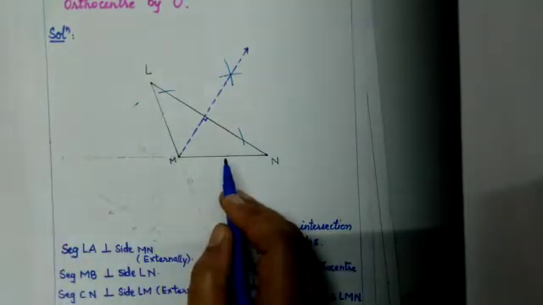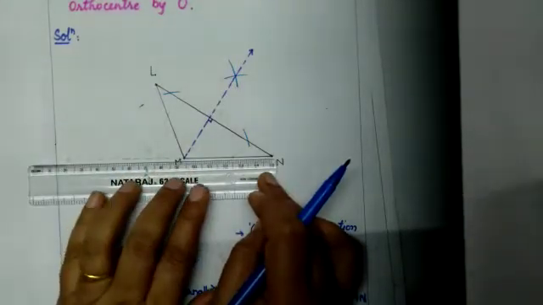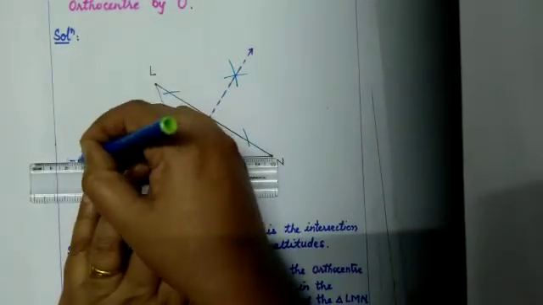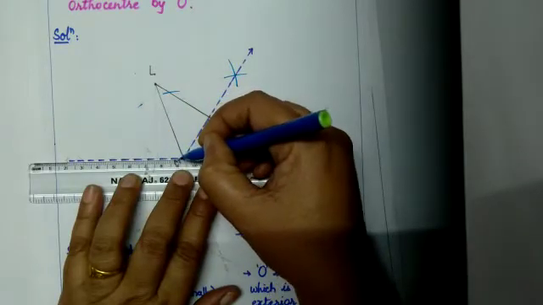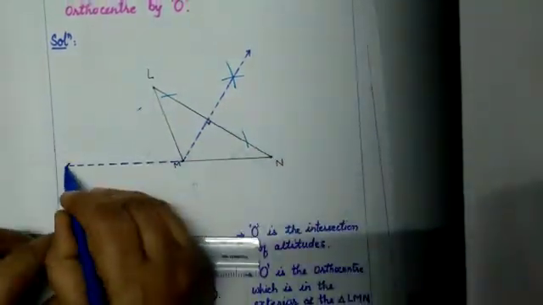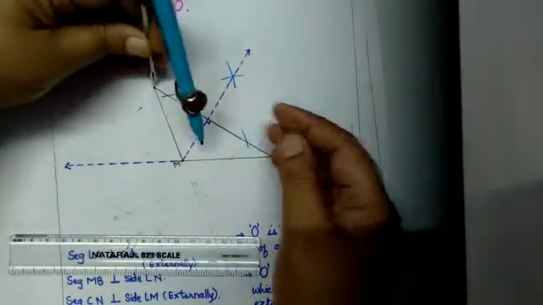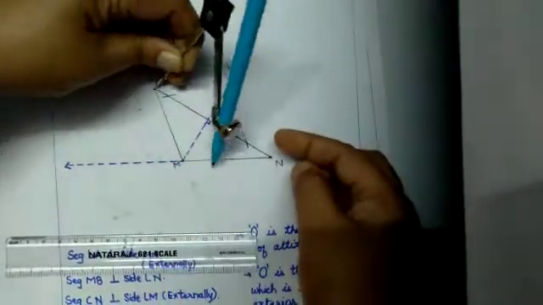So here what we have to do first, we will extend this MN towards this side so that we can draw a perpendicular. So how to extend? Again we will draw one dotted line to show the extended line MN in this way, and now we will draw a perpendicular from L. From L, how to draw? Take the two arcs on side MN. So there will be arcs towards both the sides. Here is one arc and another arc is here.